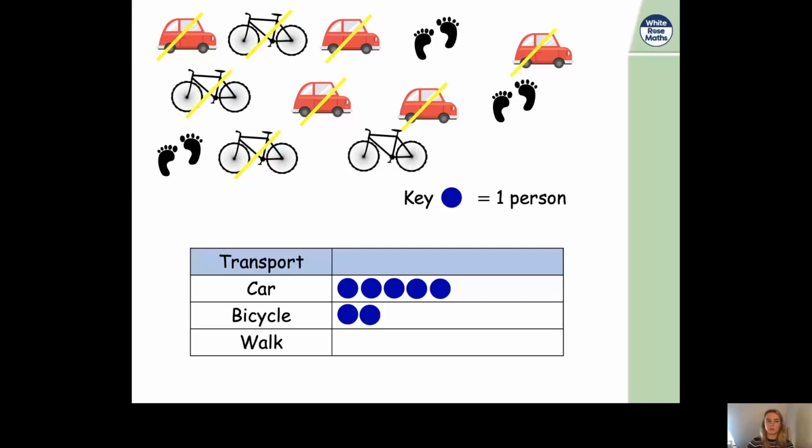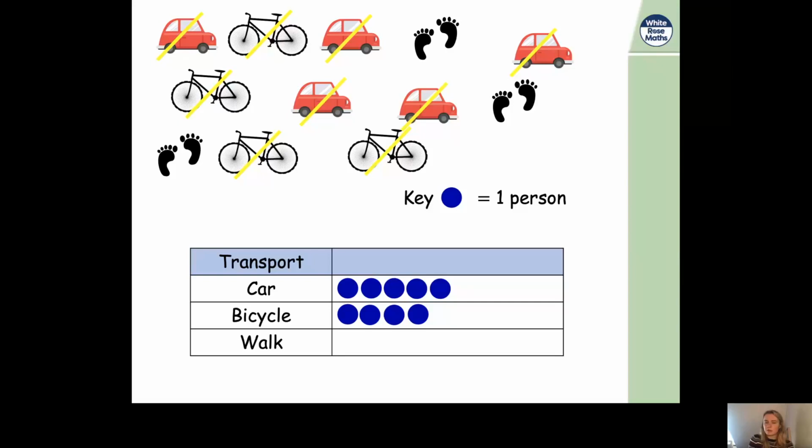Let's cross out the next one and add it to our pictogram, everybody. So that's our third person. And then cross out the next bicycle and add it to our pictogram. Now, have we got any more bicycles that we need to add? No, we haven't, have we? So therefore, we have completed the pictogram for bicycles.